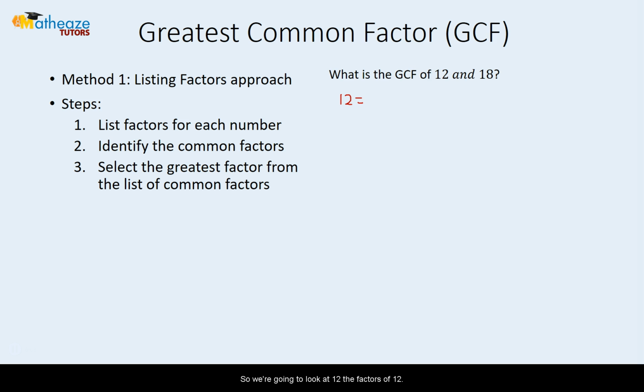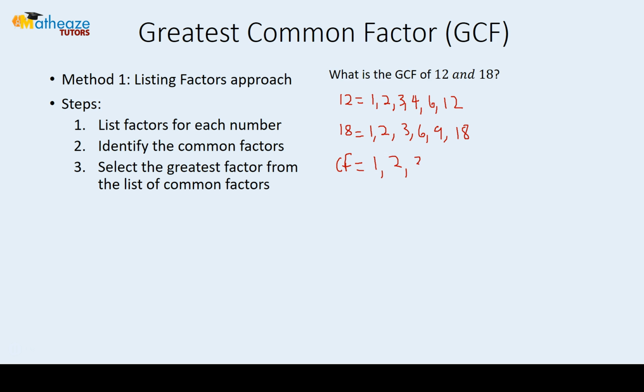The factors of 12 are 1, 2, 3, 4, 6, and 12. The factors of 18 are 1, 2, 3, 6, 9, and 18. And so let's look at the common factors. We have 1, 2, 3, and 6. And the greatest common factor of this is going to be 6.